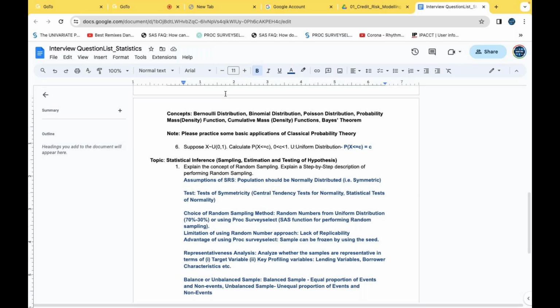Right? So these are broadly the steps that you would perform while you are doing a random sampling. Now this is a very common question which often comes in these kinds of interviews for credit risk. So this is something that we need to look at.